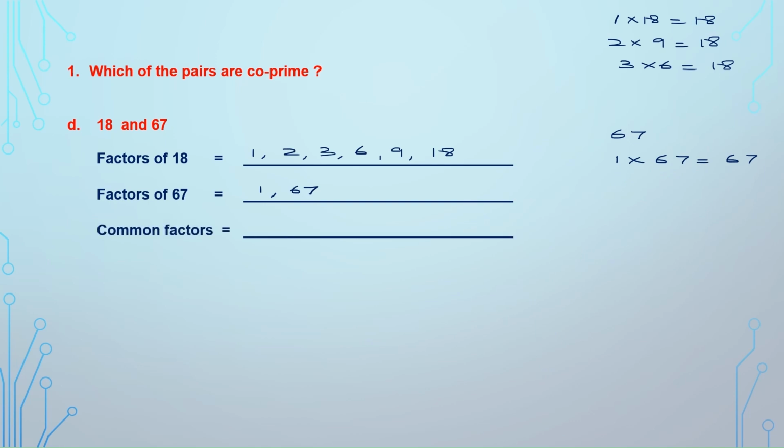Next step, find the common factors. So here as you can see, only 1 is common. So this is the factor that is common to both. So what is our answer? 1. And so these two numbers, 18 and 67, since their common factor is only 1, they are co-prime numbers. So 18 and 67 are co-primes.